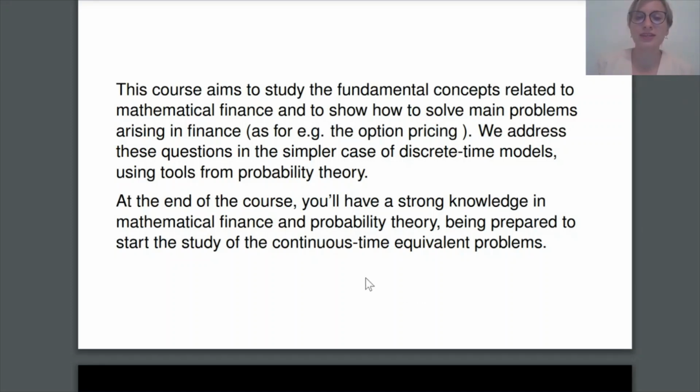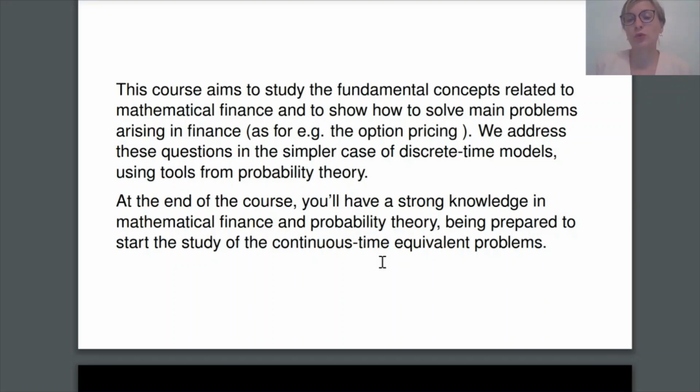Now, here you see that I used the terminology continuous time equivalent problems. What do I mean? Actually, what you'll see, and you'll understand even better at the end of the year, is the fact that in discrete time and continuous time, we have the same financial problems to solve. But the purpose to start with the discrete time, even though the models are not realistic enough, is to insist on the financial concepts and financial problems, to understand them very well and to be able to solve them using very simple mathematical tools, okay? Because in discrete time, the mathematical tools which are needed are much simpler.